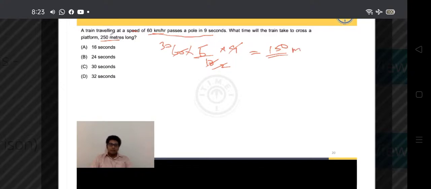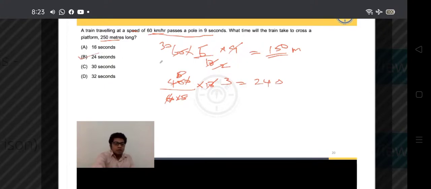Length of the platform 250 meters. So total length 400 meters. What is the question? Time taken is distance divided by speed of the train. Since this is in meters, you have to take meters per second. So what is the meter per second of 60 kilometers per hour? 60 into 5 by 18. Take it to the numerator. Okay, now the zeros vanish. So 6 will become 3 if I cancel, 5 if I cancel, this will become 8. So 8 into 3 will be 24 seconds. Hence answer choice will be choice B.